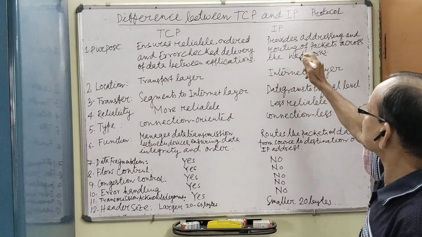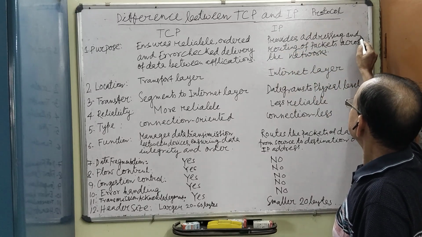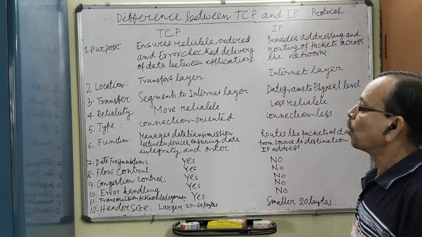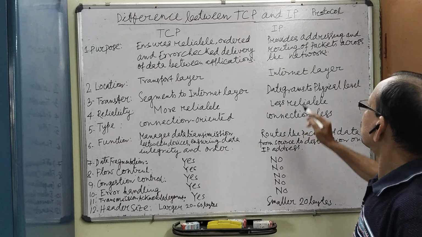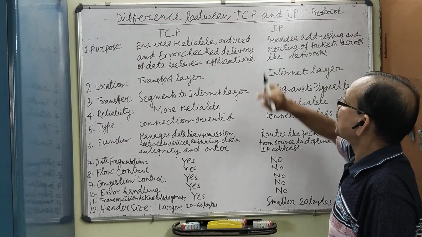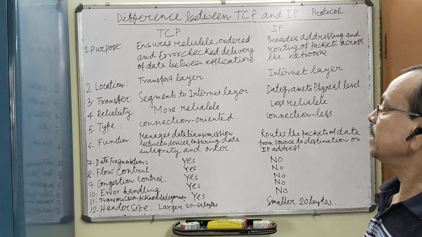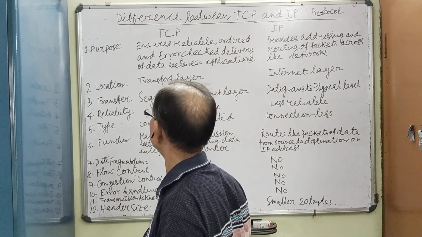On the other hand, IP provides the addressing and routing of packets across the internet, where they will reach. So, for deciding where it will reach, we need the Internet Protocol. And the second point is location.